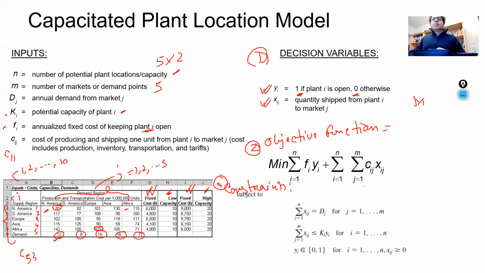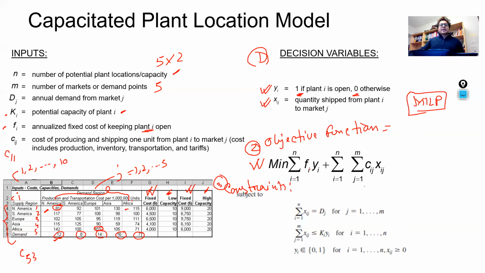Sometimes you will see words like MILP, so mixed integer linear programming models. So this is actually a mixed integer linear programming model, a simple one. Then in the objective function, normally what we want to do is define whether we're going to minimize cost or maximize profit. In this case, we are going to minimize cost.